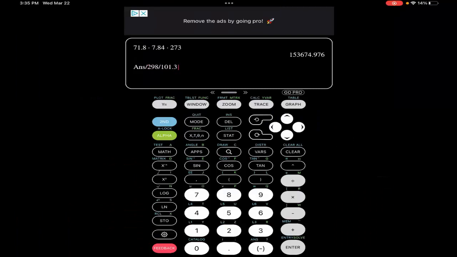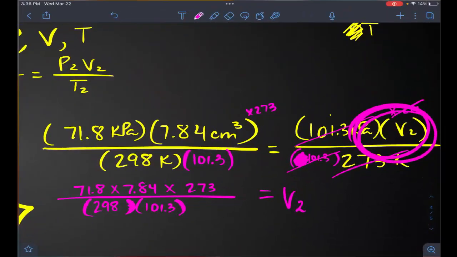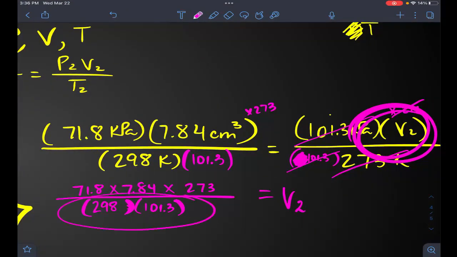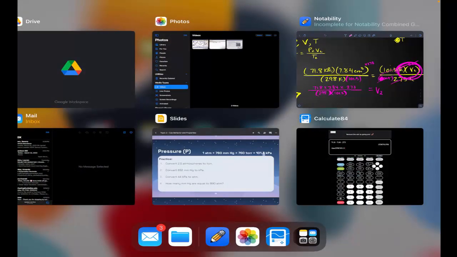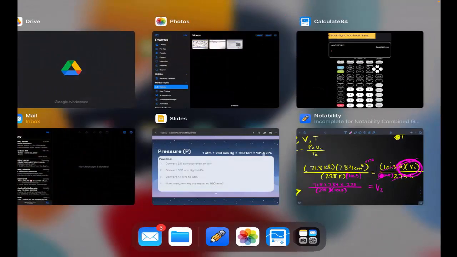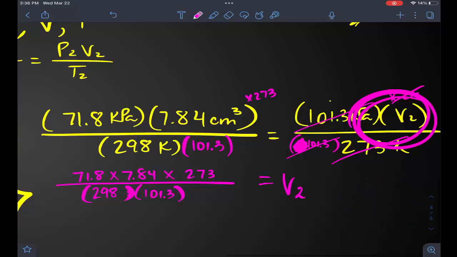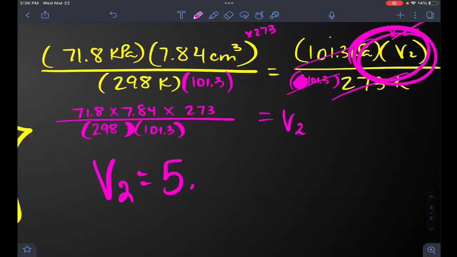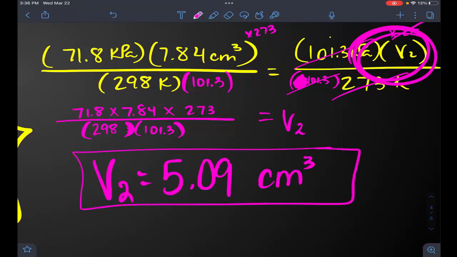So look at the way I typed this in my calculator here. For numbers that are on the bottom, which we had 298 and 101.3 on the bottom there, you want to divide by them in your calculator. That's just like we did in dimensional analysis. And so my answer is 5.09. All right, so my ending volume is 5.09. The volume unit in use was cubic centimeters.